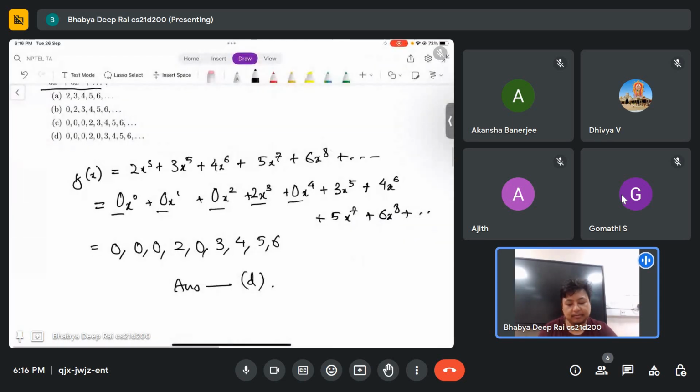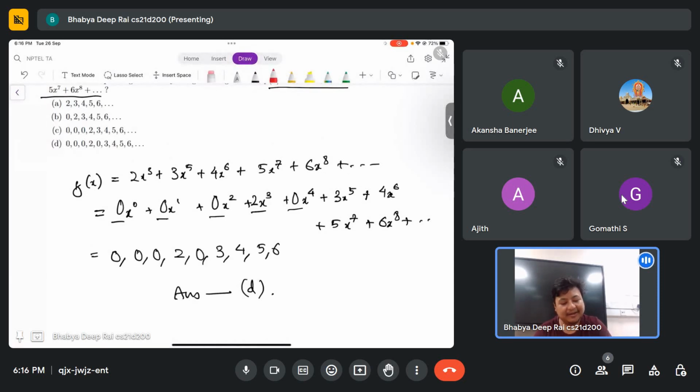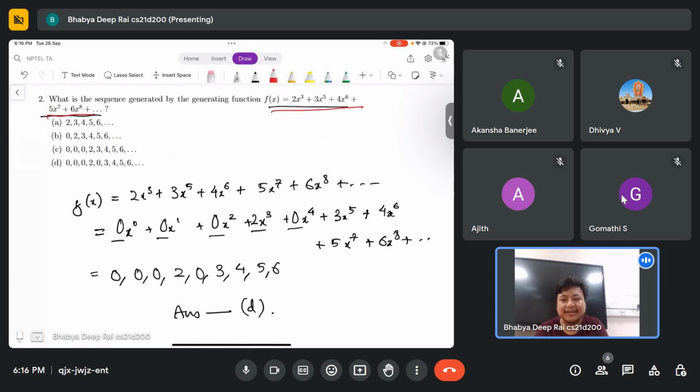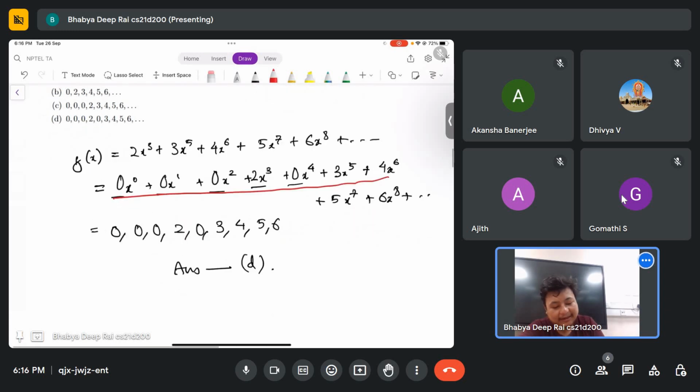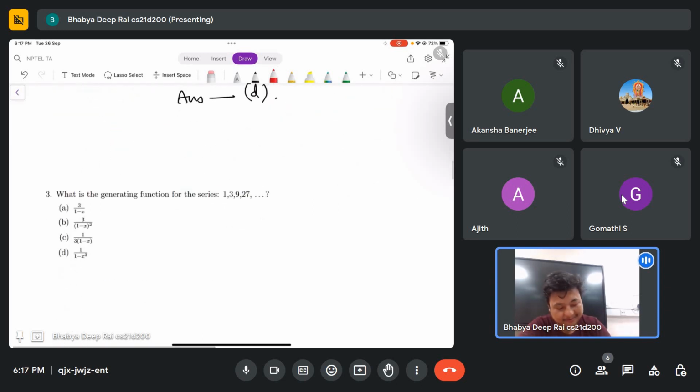Okay. So yeah, for those who joined just now, the question is, what is the sequence generated by this particular generating function? So I just write it in terms of all the terms with all possible powers like x to the 0, x to the 1, and so on. And as we know, the particular coefficient in the function will actually tell us what the sequence is. Okay, so that's it. So the answer is B. Right. So that was a simple question. Okay.